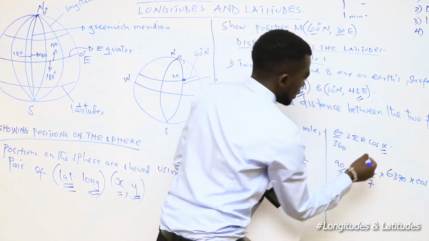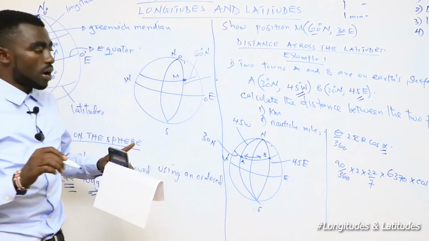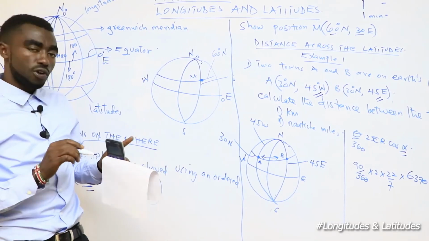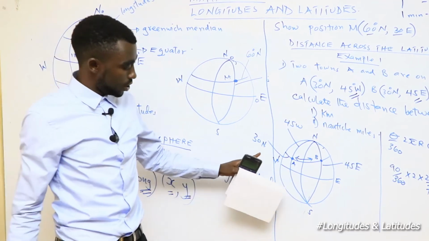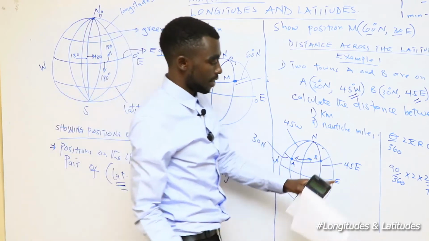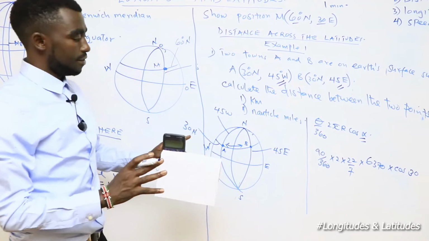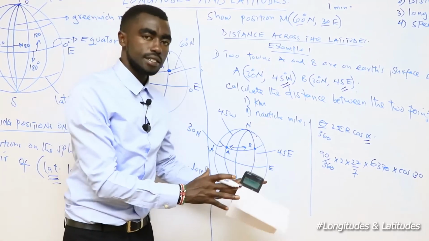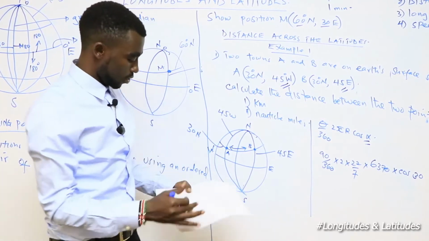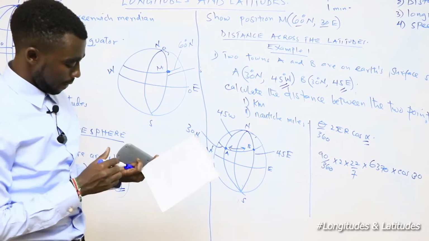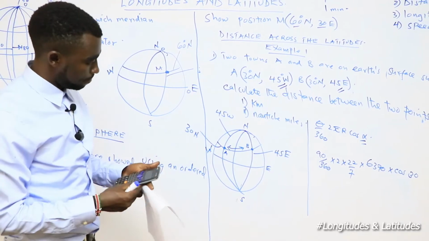The cos alpha is the line where the two points lie, the same, because they lie in the same latitude, which is 30 degrees north. So then we have cos 30. So you compute that, and remember the values you're going to get, that will be the distance, which will be in kilometers. So we can compute that in calculator, students, very quickly.